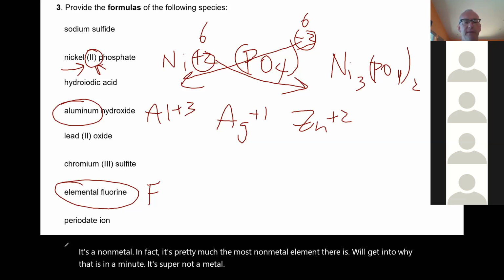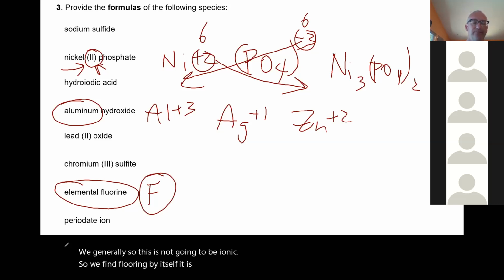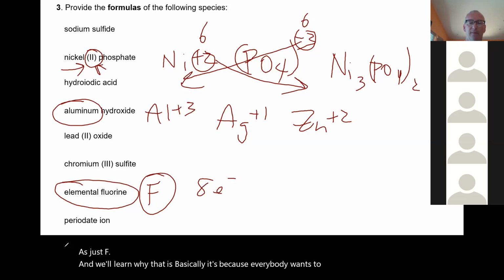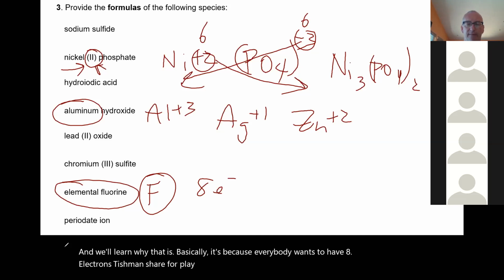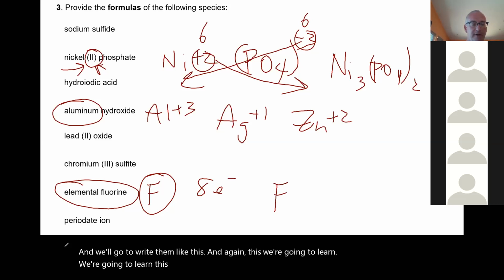So if we find fluorine by itself, this is not going to be ionic. It is not going to exist as just F, and we'll learn why that is. Basically, it's because everybody wants to have 8 electrons to share or play with. Fluorine has 7, and we're going to write them like this. Again, we're going to learn this in class, so don't freak out if you don't know this already. So it is 7 electrons.